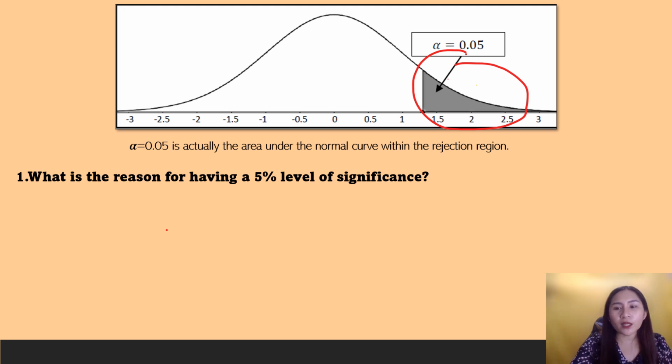Now, question number 1. What is the reason for having a 5% level of significance? This is still in connection with our discussion yesterday on the level of significance. What is the reason why we have level of significance in our research? Yes, Martin, you're raising your hand. You're now recognized.